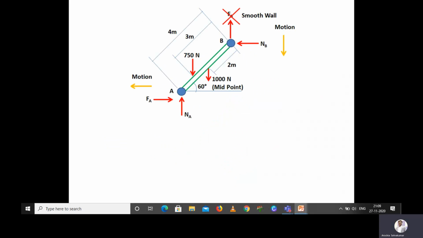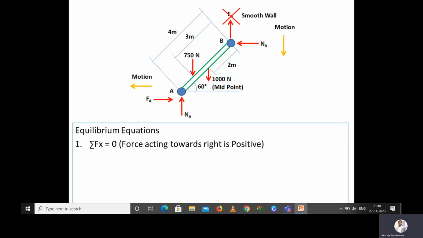Now we know the free body diagram. We are going to solve and find out the coefficient of friction between the ladder and the floor. We will solve one by one. To solve this, as we have seen in the earlier class, we have to substitute the equilibrium equations. The first equilibrium equation is summation of forces with respect to horizontal, or x direction, or x axis, is equal to 0. Here we are assuming that force acting towards right is positive.